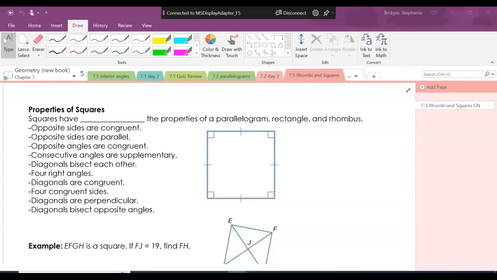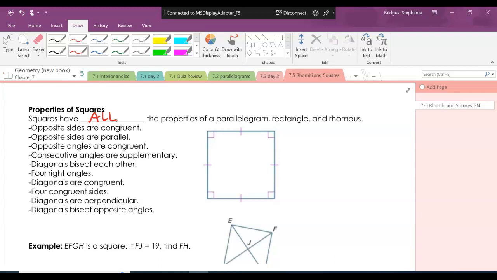Squares are the most specific type of quadrilateral there is. You've got your quadrilateral, those are four-sided figures, and you've got your parallelogram, and then under parallelogram, we've got rectangles, rhombi, and squares. So, if you notice, it says in that first sentence that squares have all of the properties of a parallelogram, a rectangle, and a rhombus, okay? Squares have all of the properties, and there is a list there.